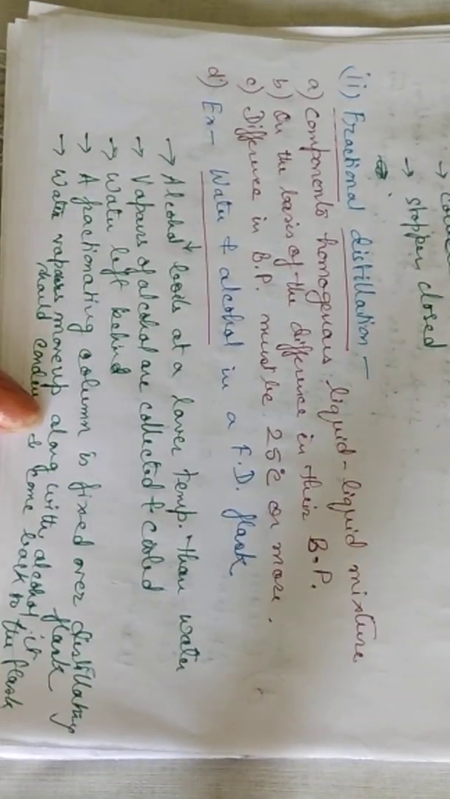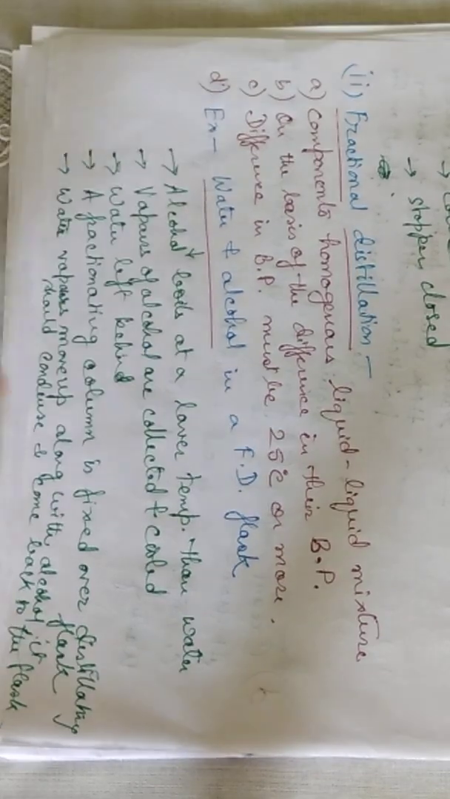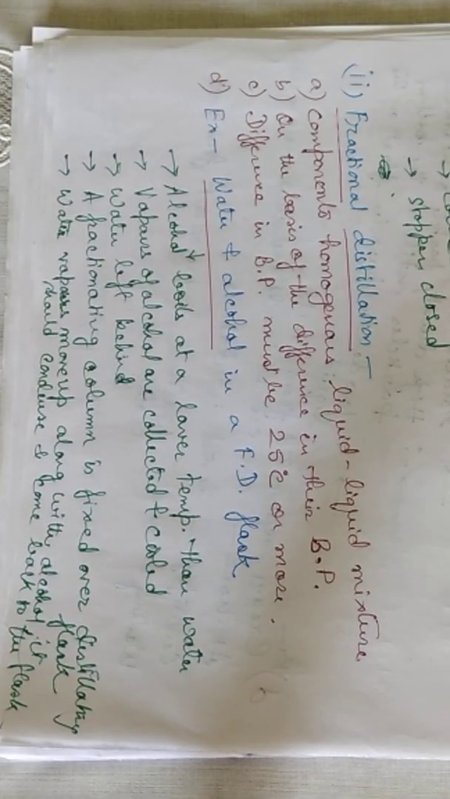Then we come to fractional distillation. Here the components should be homogeneous. The liquid-liquid mixture should be homogeneous. In this process, we separate these two homogeneous liquids on the basis of the difference of their boiling points. The difference in boiling point must be 25 degrees centigrade minimum, or more.